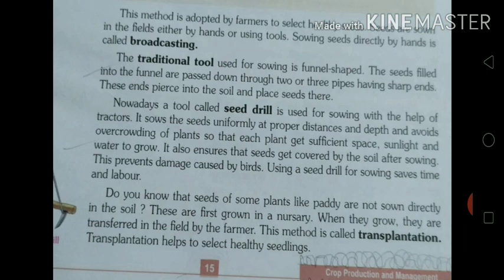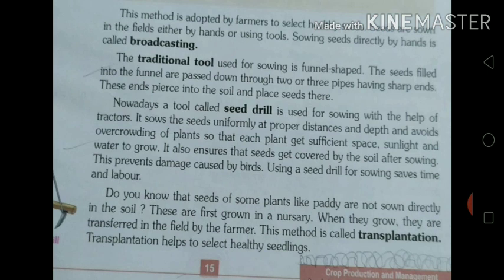Okay, so my dear student, let's talk about methods of sowing. So seeds are sown in the soil either by hand or by seed drill. Thus, there are two methods of sowing seed in the soil. These are, number one, sowing by hand, and sowing with a seed drill. So we will first talk about the sowing of seed by hand or manually, which is called broadcasting.